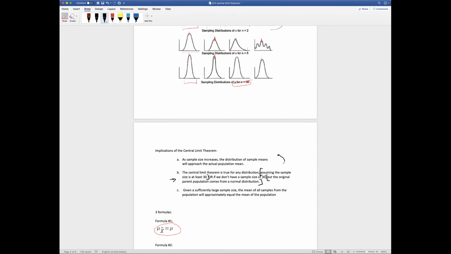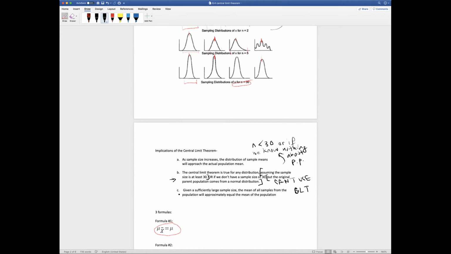Well, what happens if our n is less than 30? If we have a sample size that's less than 30, and we know nothing about the parent population, I'll call that we know nothing about PP, then we cannot use the central limit theorem. I'm going to abbreviate that as the CLT. We can't use the CLT under those conditions. We'd have to use some bootstrapping methods to help us determine some information about the population mean.